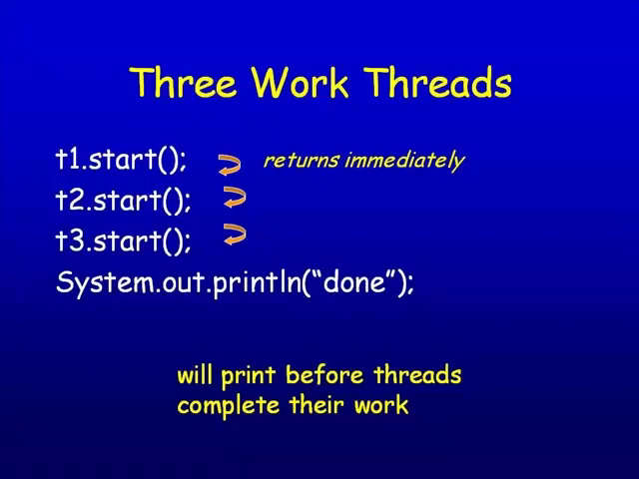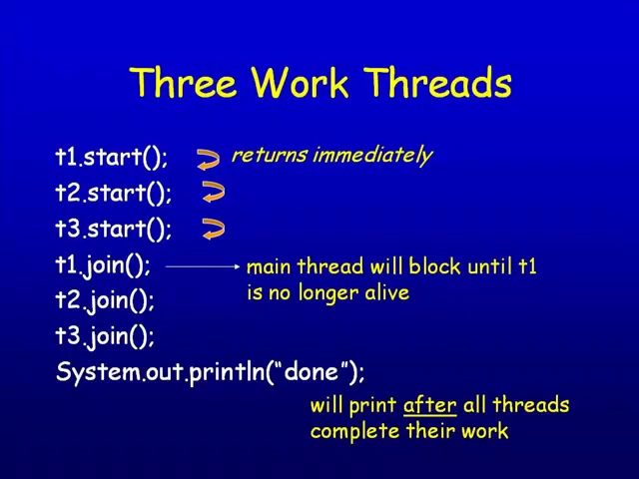What's going to happen here is the main thread is going to execute, most likely, before either T1, T2, or T3 have a chance to actually start their execution. So you're going to see done printed before any of the threads do their work. So we don't want that situation. We want to have our main thread wait for the other 3 threads to finish. So let's see how we can do that.